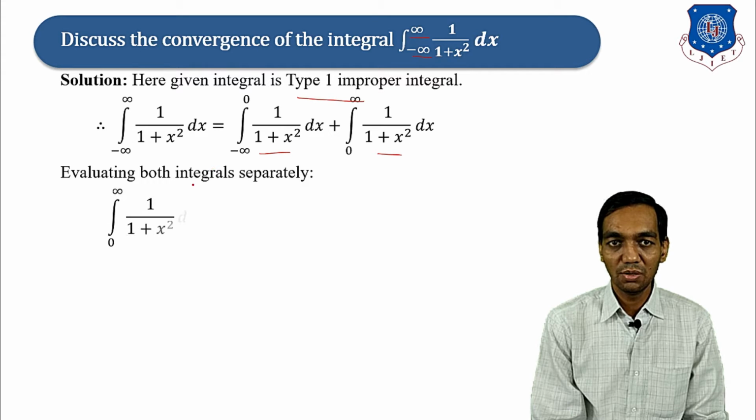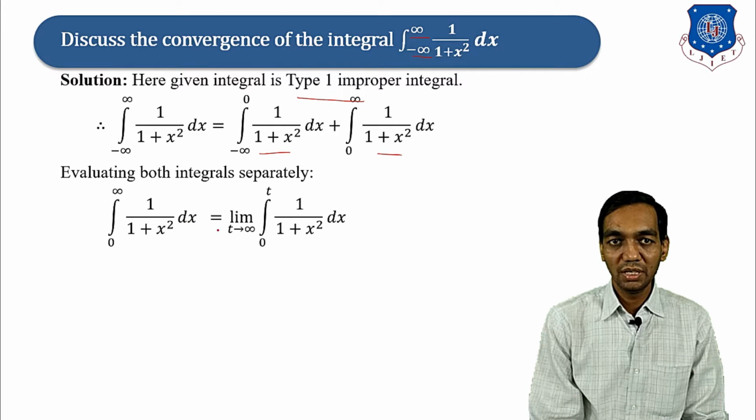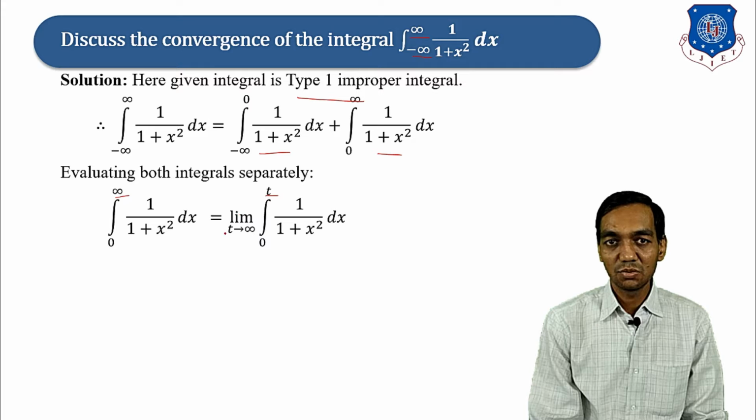So first we are going to evaluate the integration from 0 to infinity of 1 upon x square plus 1 dx. So instead of infinity, we are going to put variable t and apply the limit t tends to infinity. So this integration, the integral of 1 upon 1 plus x square, is nothing but tan inverse x. And you will have limit t tends to infinity, tan inverse x from 0 to t.